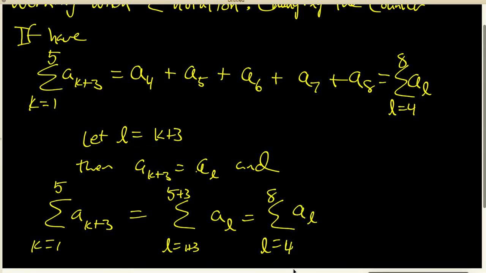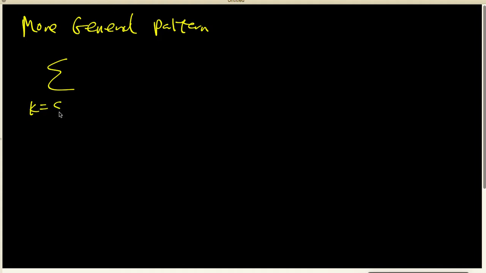This kind of a trick is actually fairly important, and I want to make a general idea of how this is going to work. So we actually have a more general pattern that I want to introduce you to. If I have a sum as k goes from a starting value to an ending value of a_{k+c}, where c is some kind of a constant, I can always pull the same kind of change of counter variable. I can let L be equal to k plus c.